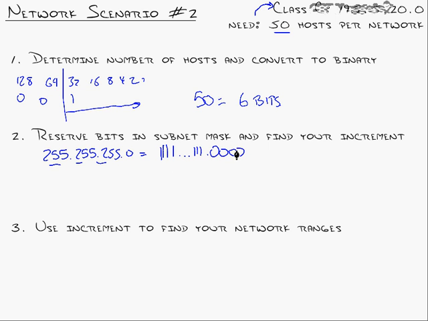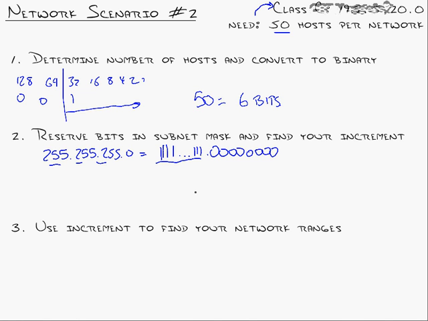1, 2, 3, 4, 5, 6, 7, 8 zeros. Because the zeros are really your playground. That's where you can work. You can't change the original 24, so you can just jot those up there like that. Just quick shorthand instead of counting them all out.